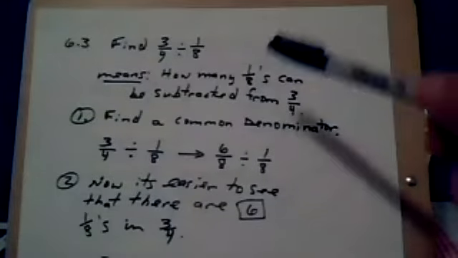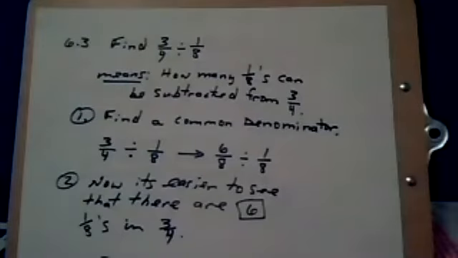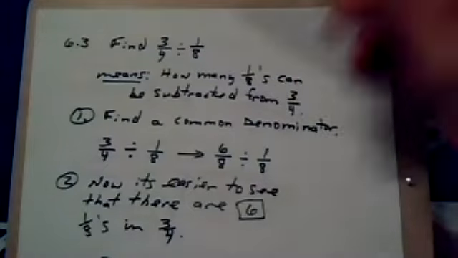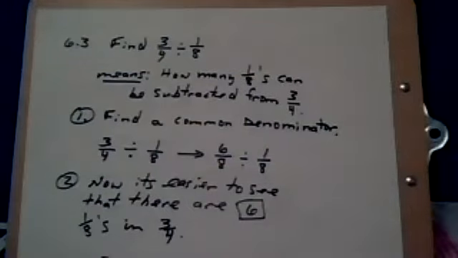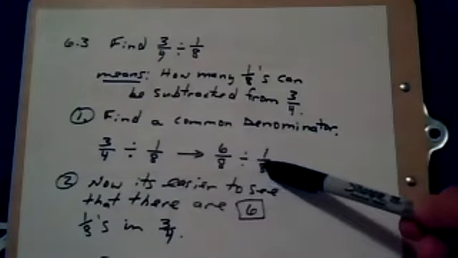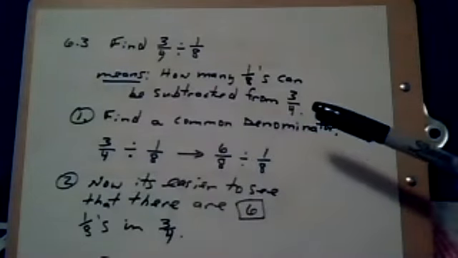How about this one? This one's 3/4 divided by 1/8. So this would translate into how many 1/8 can you subtract from 3/4? Or if you want to say it, how many 1/8 are in 3/4? That's fine too. When you have unlike denominators, the first step should be to get a common denominator. And once you get a common denominator, the thinking becomes easier.